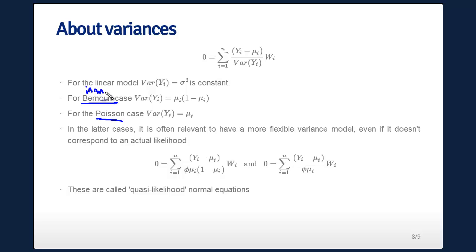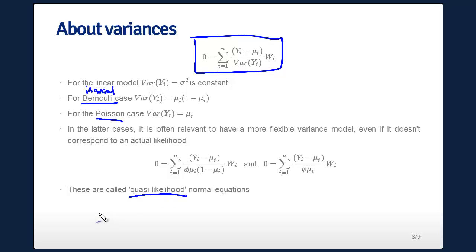You don't have much to check this in the Bernoulli case. In the binomial case, you do. In the Poisson case, you can check it usually if you have repeat Poisson observations. So if there's evidence that this variance relationship doesn't hold up, then you can do these things, but they no longer actually correspond to the normal equations of a specific likelihood. So to give them a name, they call them quasi-likelihood, right? So these are the normal equations for quasi-likelihood.